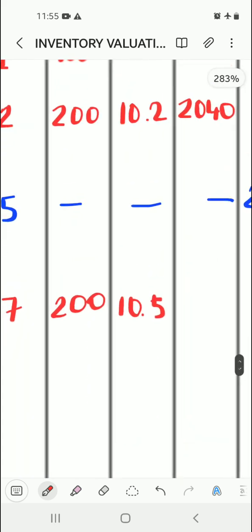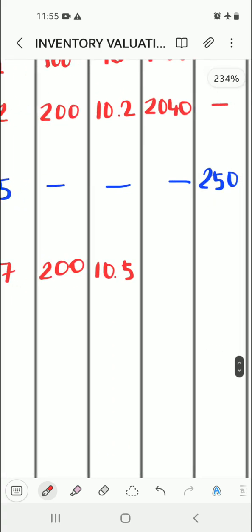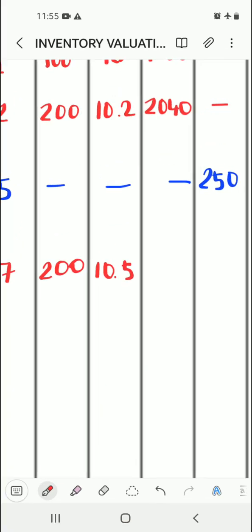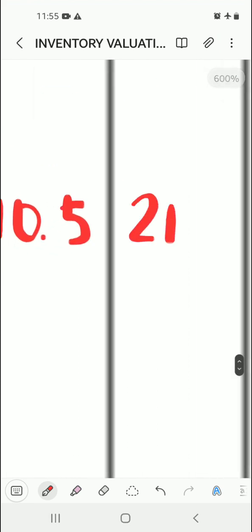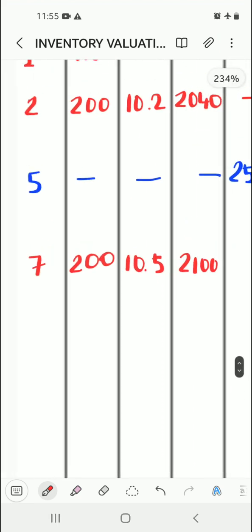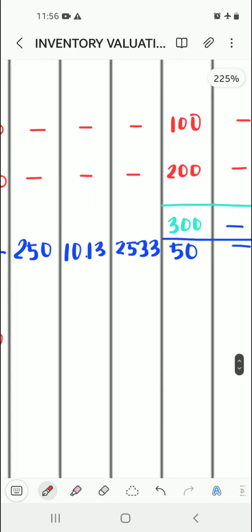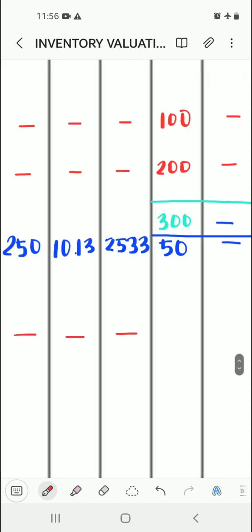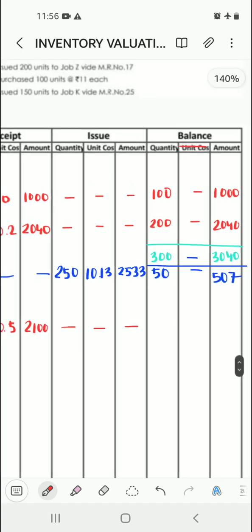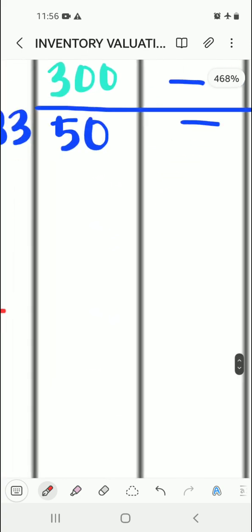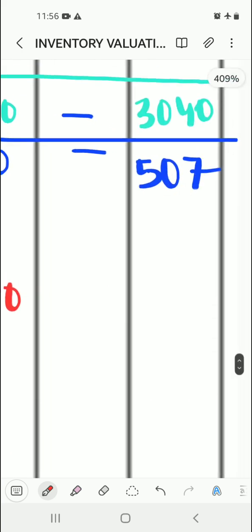that is 10.5. Now we're going to multiply 200 into 10.5. So 200 into 10.5, that is 2100. So we're going to write it over here. 2100 under the amount column in the receipt. After this, there has been no issue on this particular date, so we're going to leave it blank. And now whatever purchases we had made, we are going to record here as well. So 200 units, and the amount is 2100, which we are going to record over here.